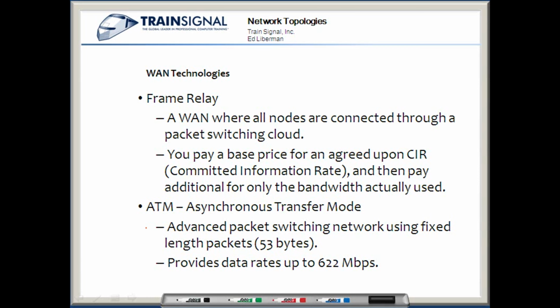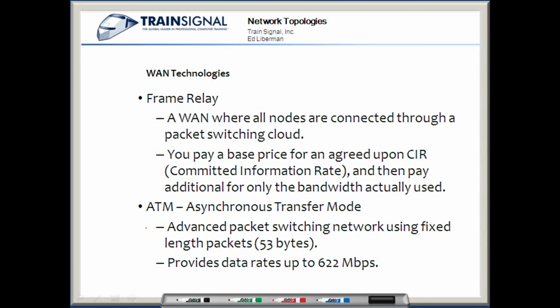Now, the main thing that I want you to know about this is that if you're going to get frame relay, what you do is you pay a base price to the carrier for what's called a committed information rate, or a CIR. Now, this is like a minimum rate of throughput. But beyond that, there may be more throughput available. There may be more bandwidth available.